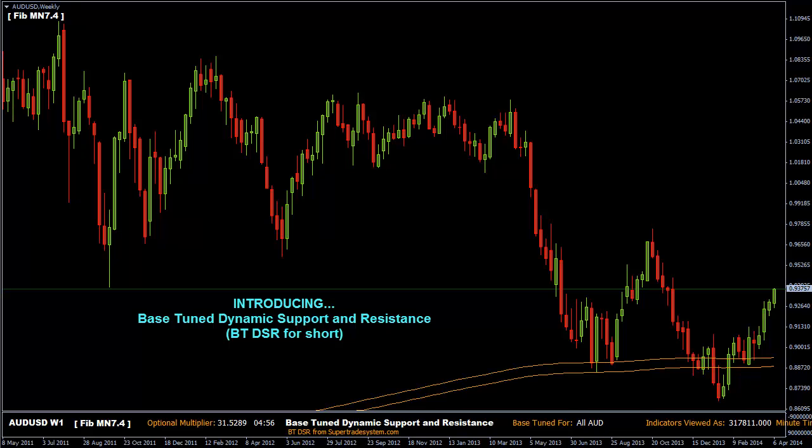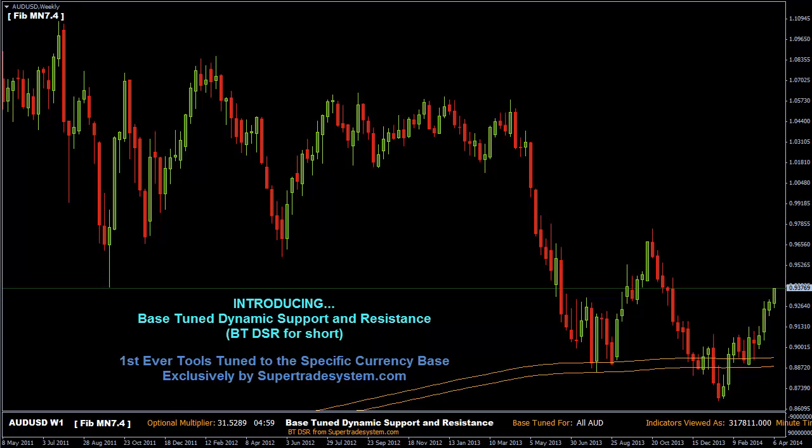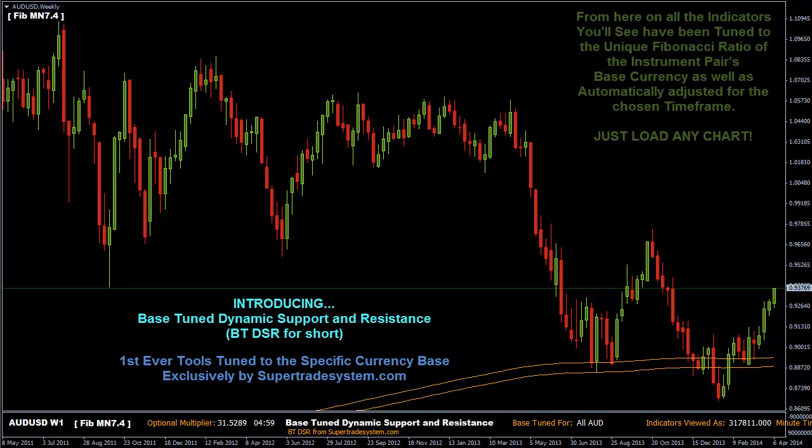Okay, now here we have the base tune dynamic support and resistance set to a weekly time frame on the Aussie dollar. Now in a similar way as you saw on the M5 chart set with M8 indicator setting, this is a weekly chart, but it still catches it very, very well. This is a Fibonacci number, 317,811. The market is so good at math, it keeps track of these types of numbers on a weekly time frame. Now that comes with the set, all you've got to do is load it up.